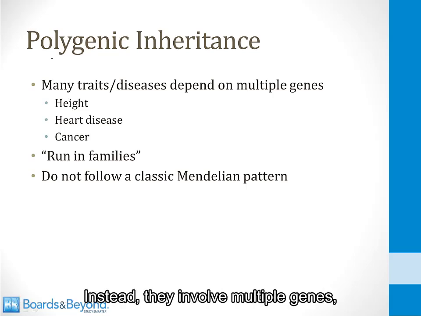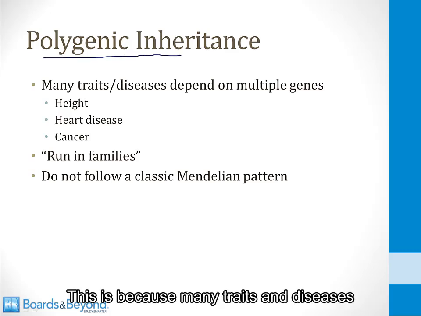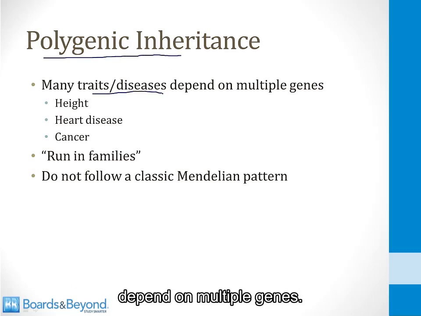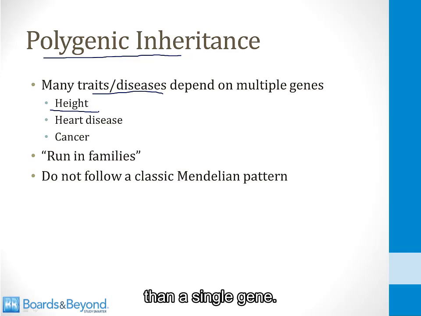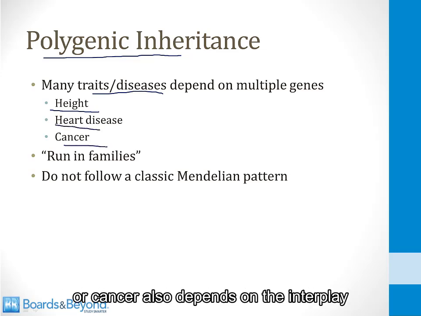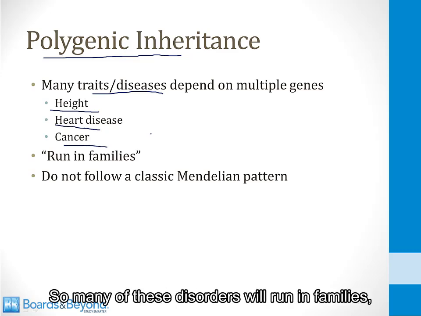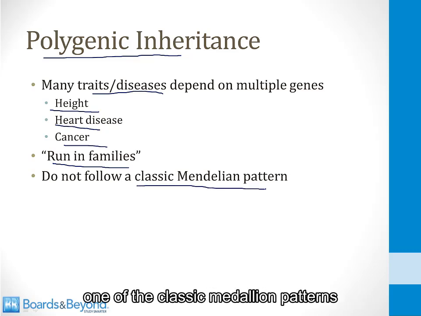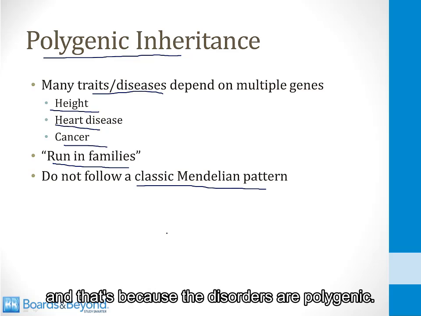I'll finish this module by mentioning that many genetic disorders do not involve a single gene. Instead, they involve multiple genes and display what's known as polygenic inheritance. This is because many traits and diseases depend on multiple genes. For example, your height depends on many more than a single gene. Whether or not you develop heart disease or cancer also depends on the interplay of multiple different genes. So many of these disorders will run in families, but they will not follow one of the classic Mendelian patterns we've seen in this video, and that's because the disorders are polygenic.